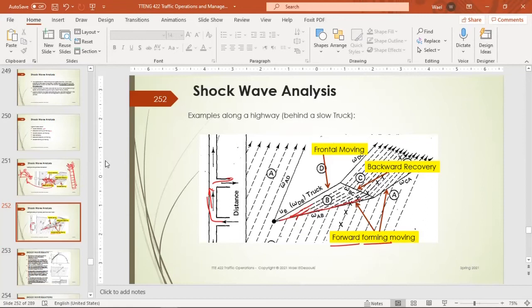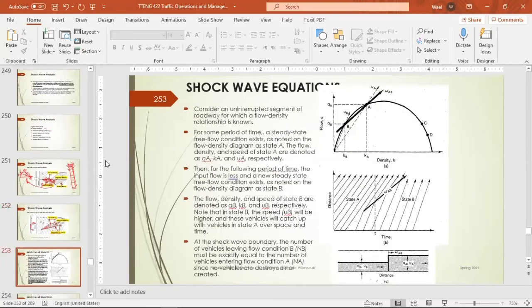Okay, once the truck exits the freeway, then all drivers again go back to state C and they try to recover. So this one is backward recovery, as you can see here. And this one is frontal moving because it defines two different states. No flow state. Here there's flow and congested. Clear? Any questions? Okay. Shockwave equations.